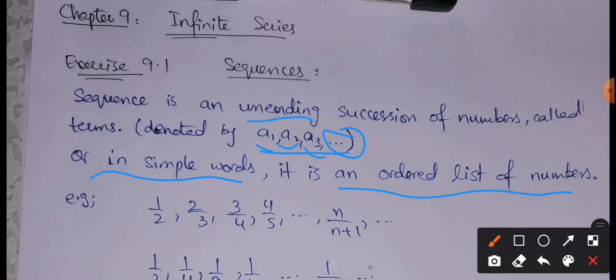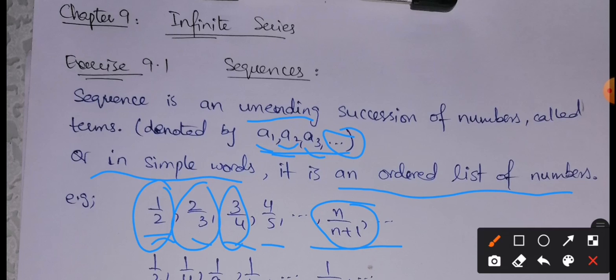order. So here we have an example: 1 by 2, 2 by 3, 3 by 4, 4 by 5 and so on, n over n plus 1 and so on. So what is meant by this term which is represented in terms of n? Here we have the first term a1, that is for n is equal to 1 we have the first term. For n is equal to 2 we have a2. For n is equal to 3 we have a3, the third term. And here is the general term, or the nth term, which is an.